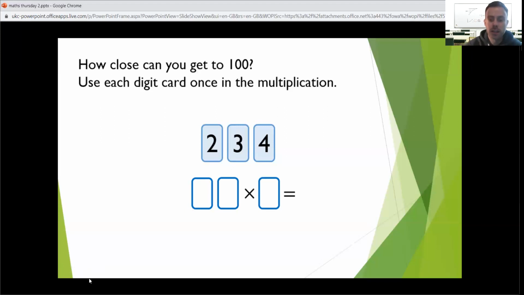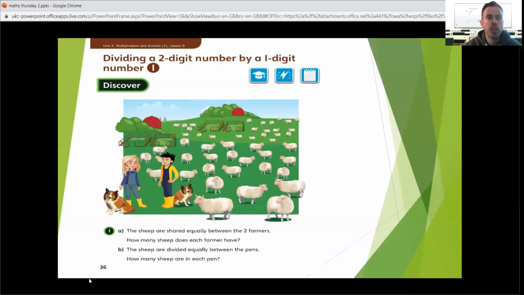Okay, right. That's enough of that for now. We're going to move on to some power maths stuff. And like I said at the beginning of this video, it's going to be dividing a two-digit number by a one-digit. If we've done some multiplying, it was obvious we were going to do some dividing next. And here we go. All right, so we've got some sheep. They look like they've escaped or something. I don't know what's going on. Someone's let them out. The sheep are shared equally.